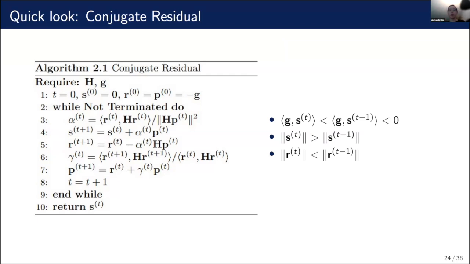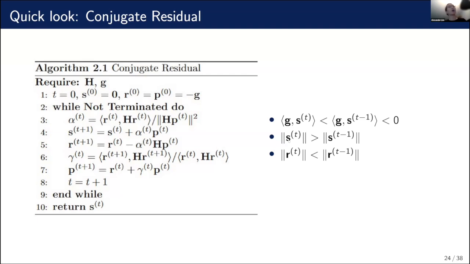Now, the conjugate residual comes with a lot of nice properties. The first one is crucial to proving the faithful Newton's method. What it says is this: every time you iterate within the CR solvers, the angle between the gradient and the inexact Newton step gets larger in magnitude. It gets more and more negative, meaning that if you iterate more within the CR, the inexact Newton step gets closer and closer to the Newton step.